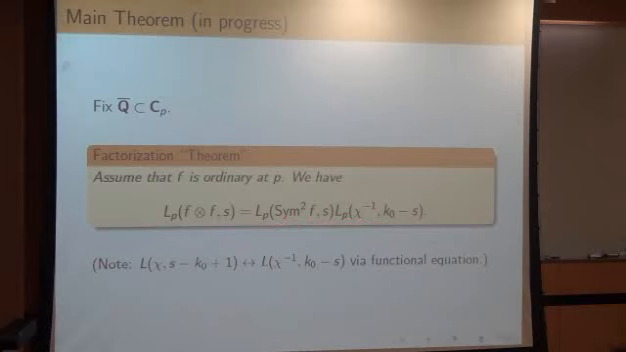Now, I just want to mention that this looks a little different than what I had on the classical factorization. I had L of chi and s minus k0 plus 1, but the L function of chi and s minus k0 plus 1 is related to the L value of chi inverse and k0 minus s via the functional equation. And because of the branch of the p-adic L functions that I'm taking in this talk for convenience, it's more convenient to write it this way. Okay. So this is the factorization theorem. So this is completely analogous to the classical factorization.